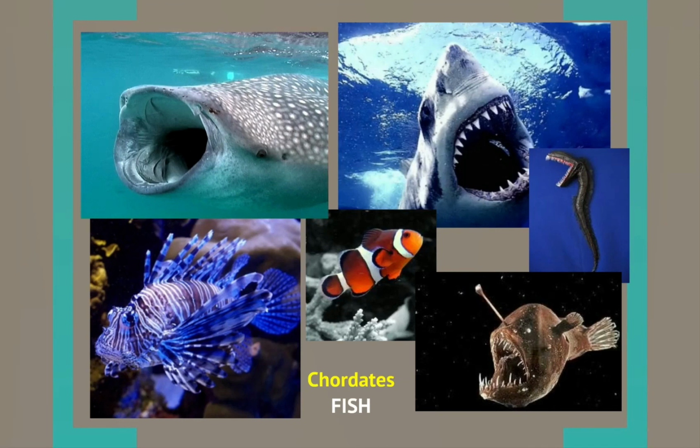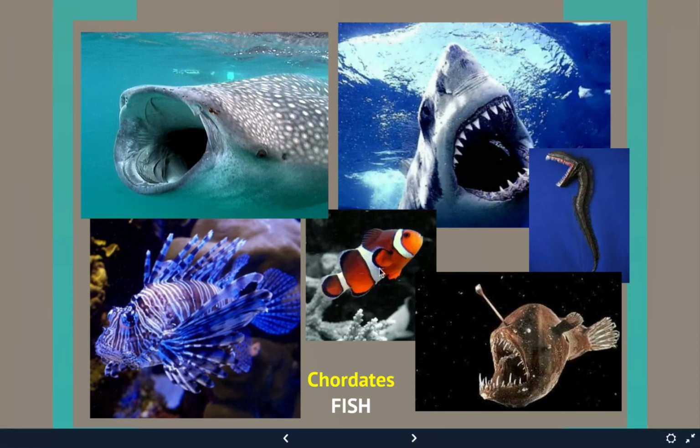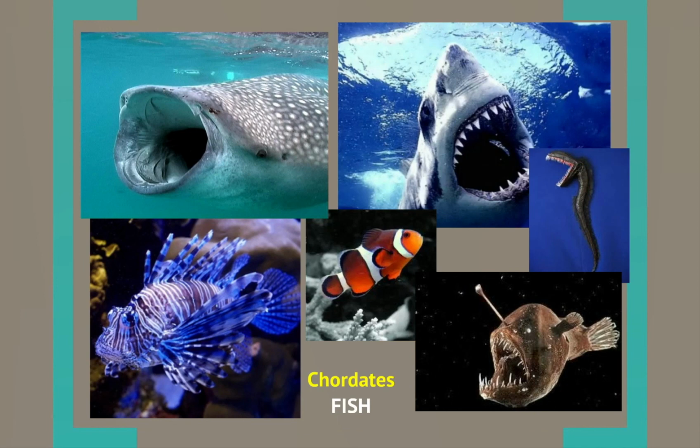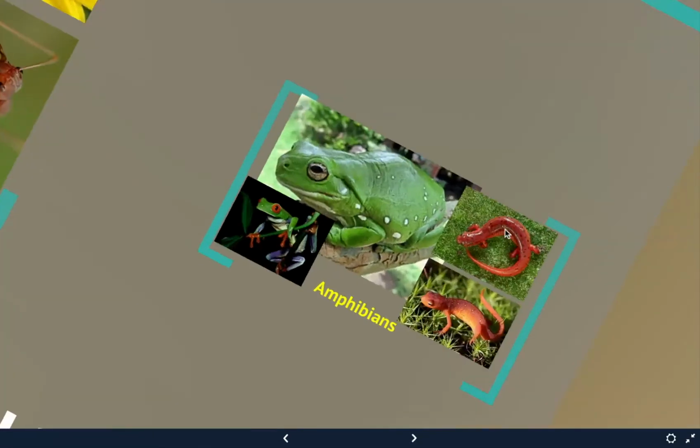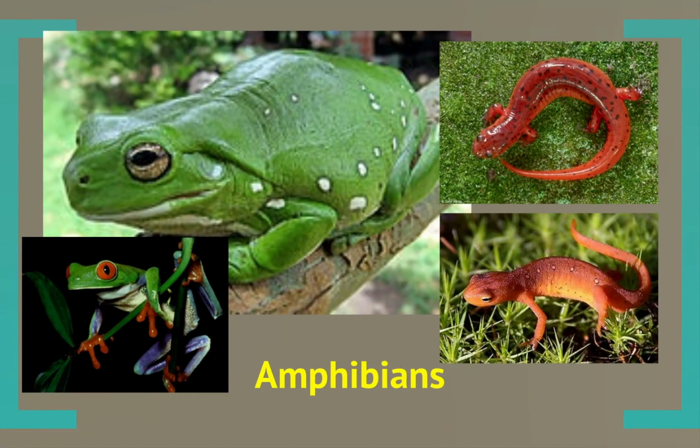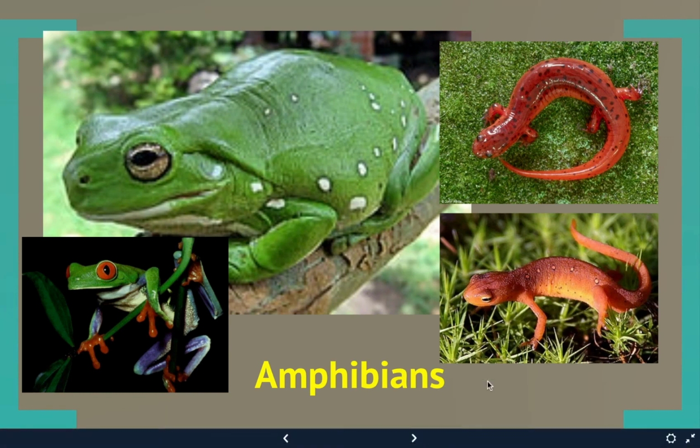And now we're going to talk about the different classes of the chordates. We're going to start with the fish. So fish are typically found in the ocean or in rivers or saltwater or freshwater aquatic environments, let's say. Under the phylum Chordata, there's also amphibians. Amphibians are ectotherms. That means that they do not control their own body temperature. This is typically like frogs and newts and salamanders, things of that nature. Those are amphibians.